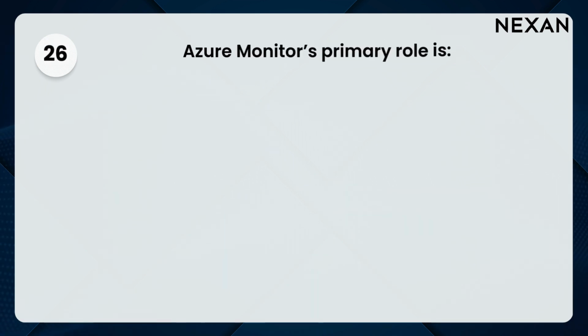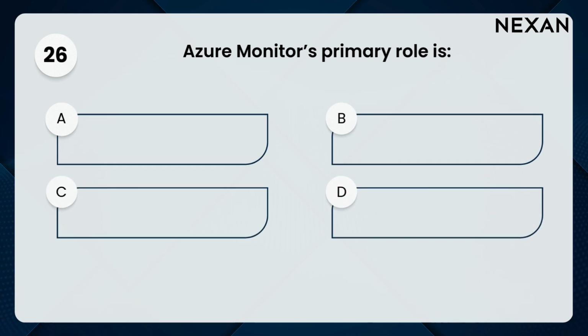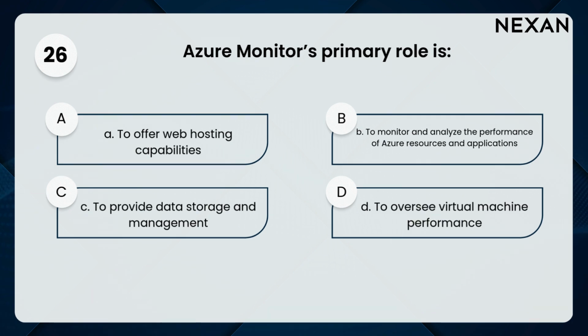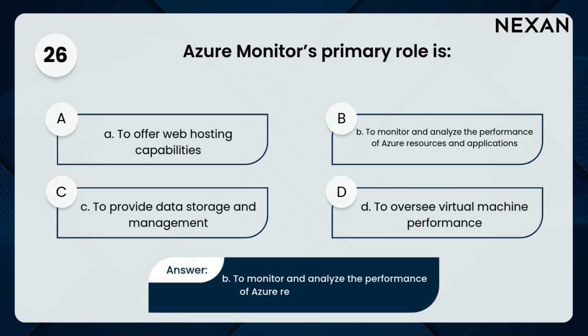26. Azure Monitor's primary role is A. To offer web hosting capabilities. B. To monitor and analyze the performance of Azure resources and applications. C. To provide data storage and management. D. To oversee virtual machine performance. Answer B. To monitor and analyze the performance of Azure resources and applications.